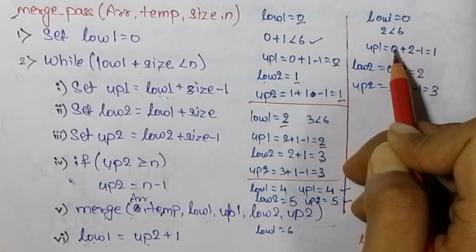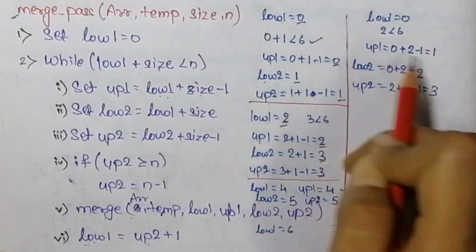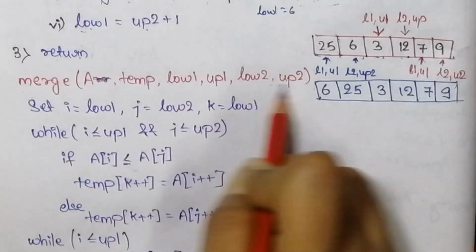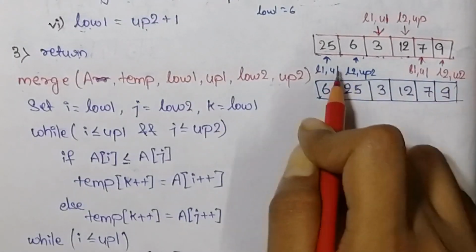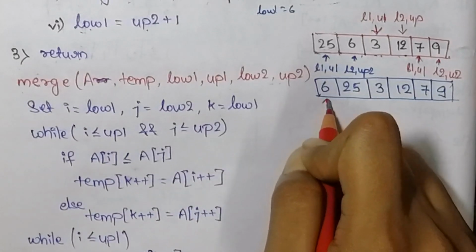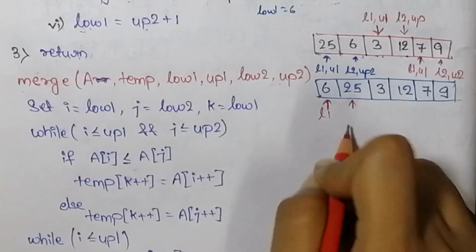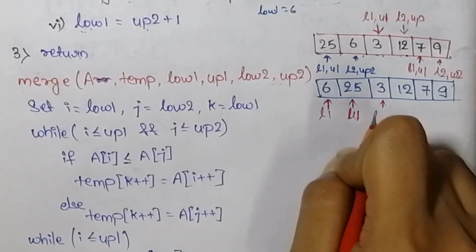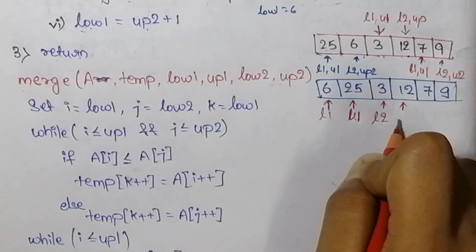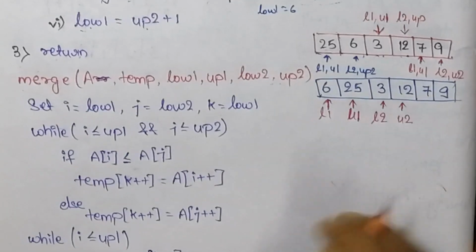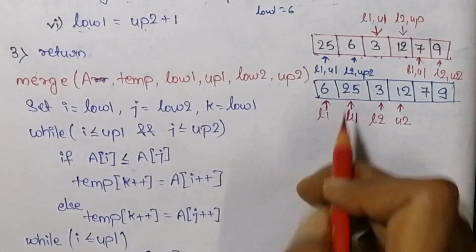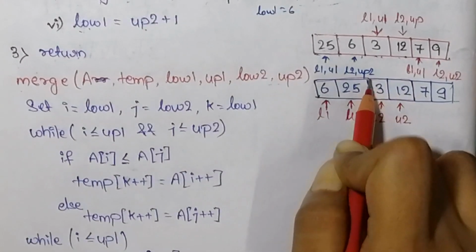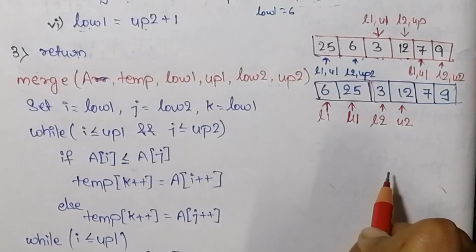The value of low1 is 0, up1 is 1, low2 is 2, and up2 is 3. So when this function is called in this array, 0 is the low1, the element at index 1 is the up1, the element at index 2 is low2, and the element at index 3 is up2. Now what we'll do? We will sort this array and this array into a single sorted array, right?